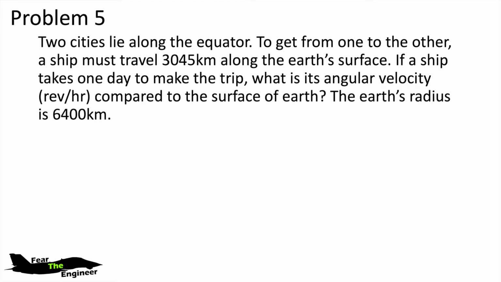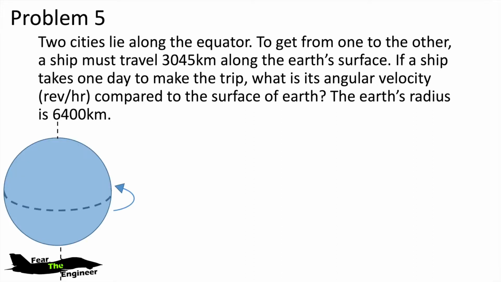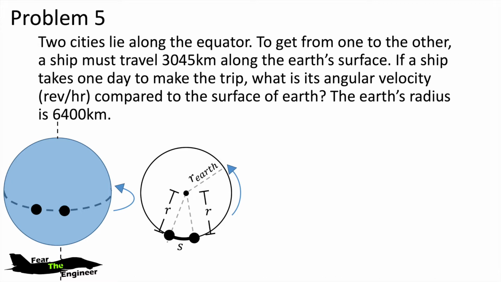Here's a quick 3D sketch of Earth. Here's the equator, and here are the two cities on it. I'm going to redraw the overhead view of the cities sitting along the equator. S marks the curve between the two cities.